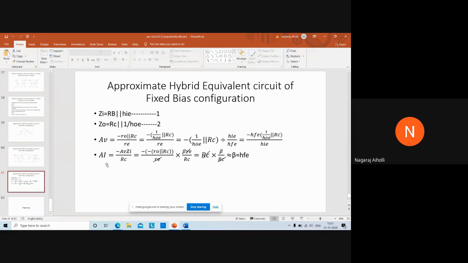Okay. In the next class, we'll continue with the approximate hybrid equivalent circuit for the voltage divider bias configuration, and we'll solve an example on the approximate hybrid model of the fixed bias configuration. That we'll take up in the next class.